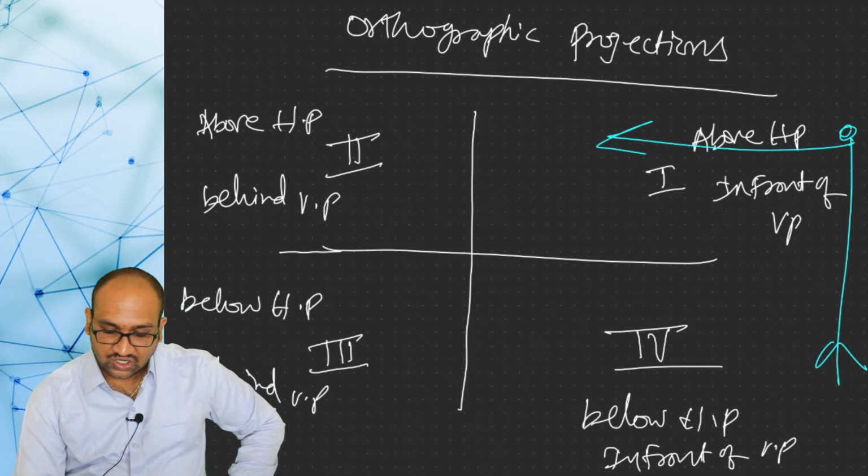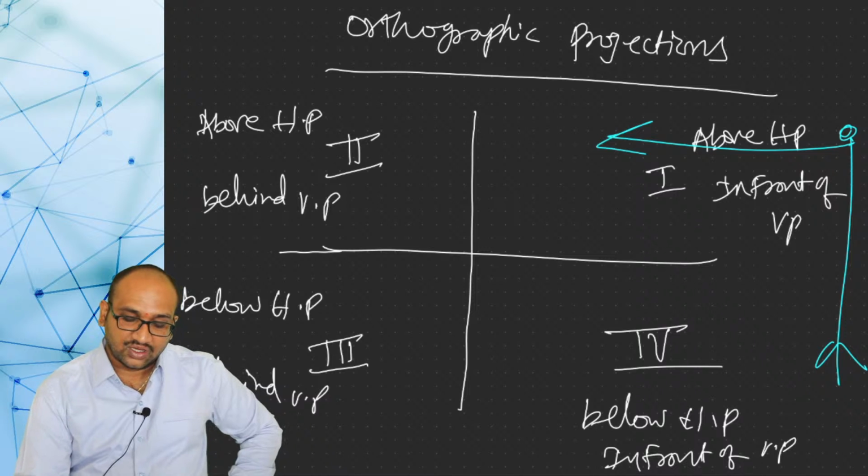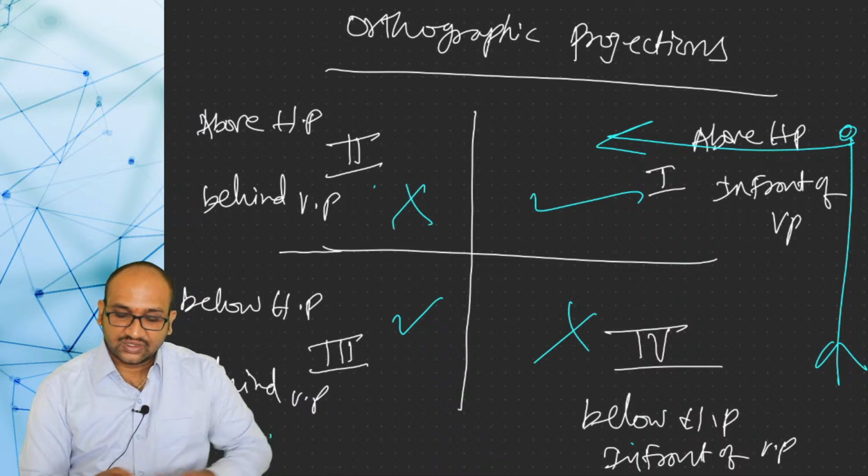This means the observer is always looking at the object in this direction only. The observer position is not changing, but the object position is changing. So first angle projection is above HP, in front of VP. Third angle projection is below HP and behind VP. Second angle is above HP, behind VP. Fourth angle is below HP, in front of VP. So we are using only first angle and third angle. We are not using second and fourth angle projection.